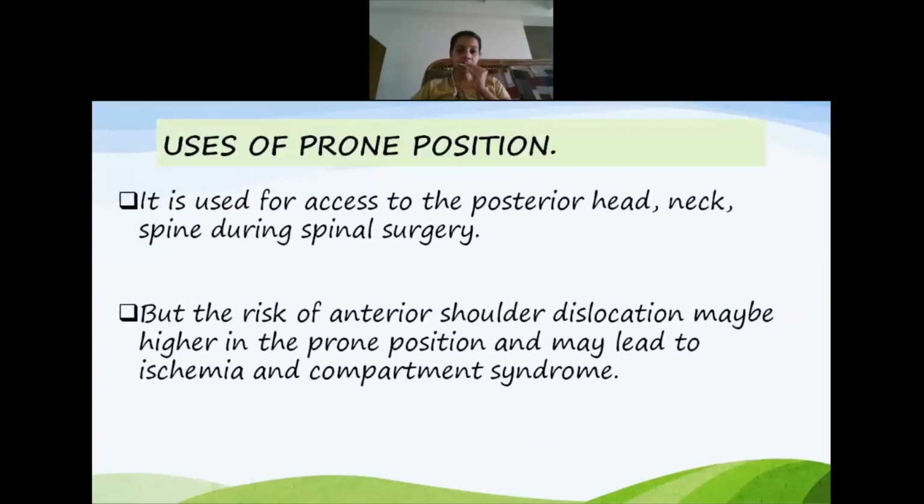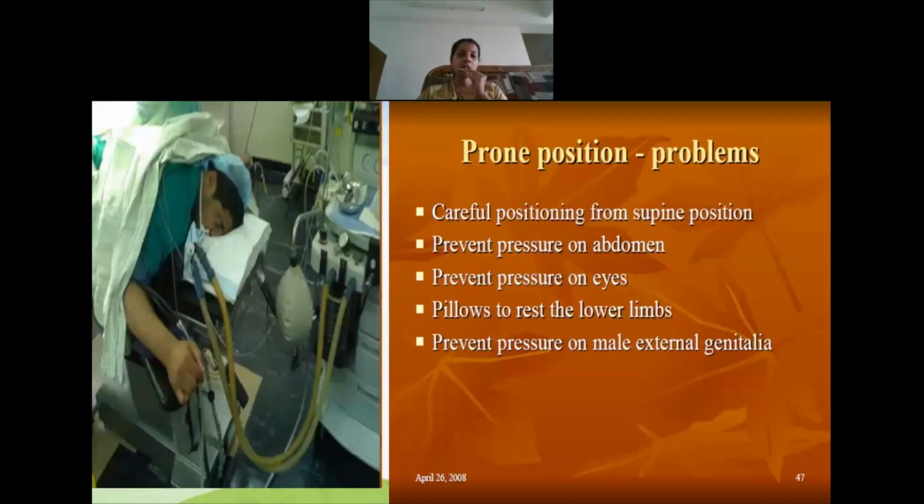Now, other than that, when you keep the patient in prone position for a very long period of time, again it can cause ischemia for the patient, or it may result in shoulder dislocation and compartment syndrome. Then whenever you're placing the patient in a prone position, see that you are preventing pressure on the abdomen, on the eyes, and on the male external genitalia. You can use pillows and such to prevent pressure on these particular body parts.